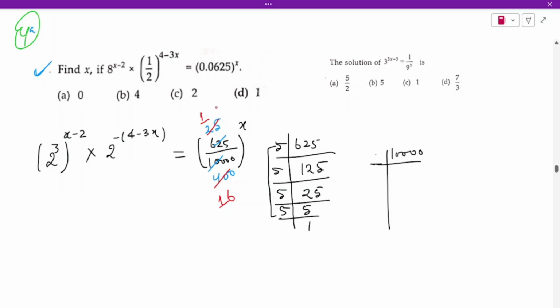So on the right we are left with 1 by 16 to the power of x. No need of evaluating this factorization. We can just go for simplifying this. So on the left we have 2 to the power of 3 times x minus 2, and here 2 to the power of this minus, if we multiply with this, we'll get minus 4 plus 3x, right? On the right we are left with 1 by 16 whole power x.